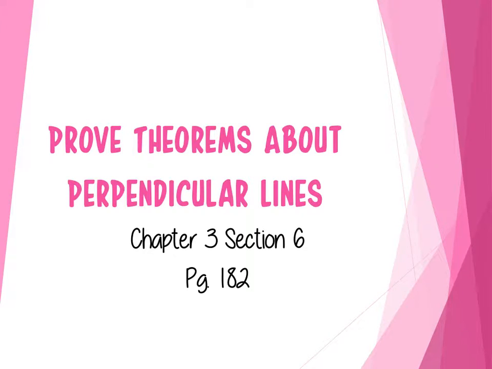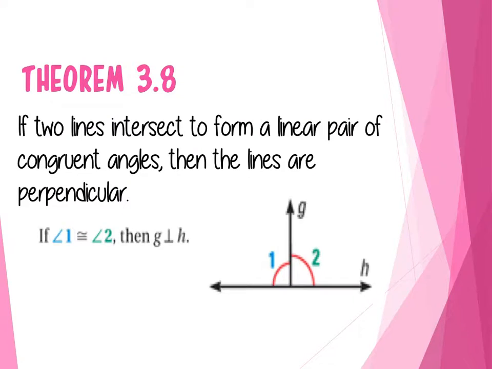All right, so the last section in the chapter is 3.6, is what we're going to talk about today, and it's proof theorems about perpendicular lines. So it takes a little bit about what we talked about with perpendicular lines, and then the proof part, and kind of puts it together. So there's some new postulates and theorems, and then we're going to learn how to apply them.